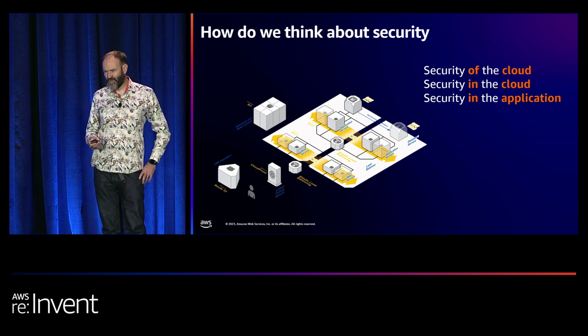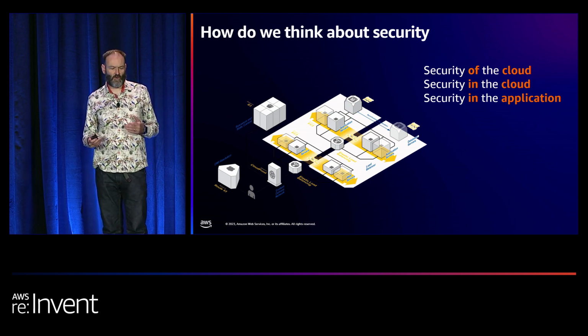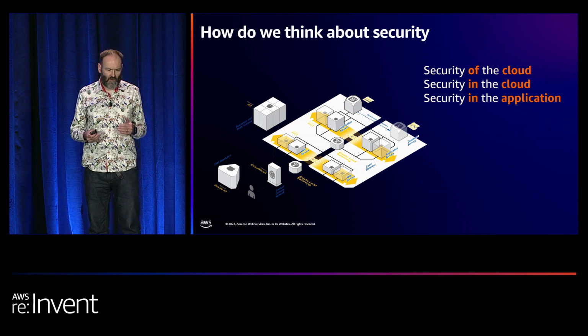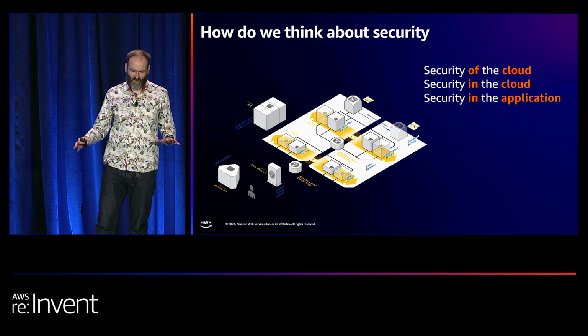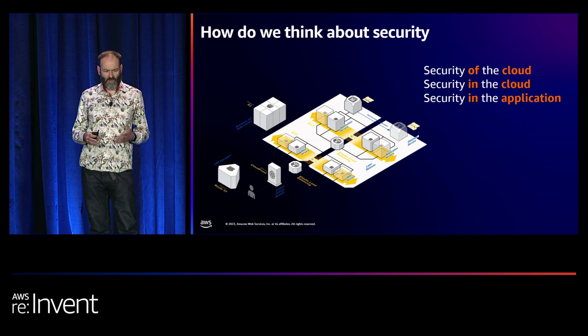So how do we think about security? Well, there's a million different lenses you can look at for security, but we think a lot about the security of the cloud. So how do we secure the cloud identity and access management layer, the underlying control plane? And then we think about the security of the application in the cloud.